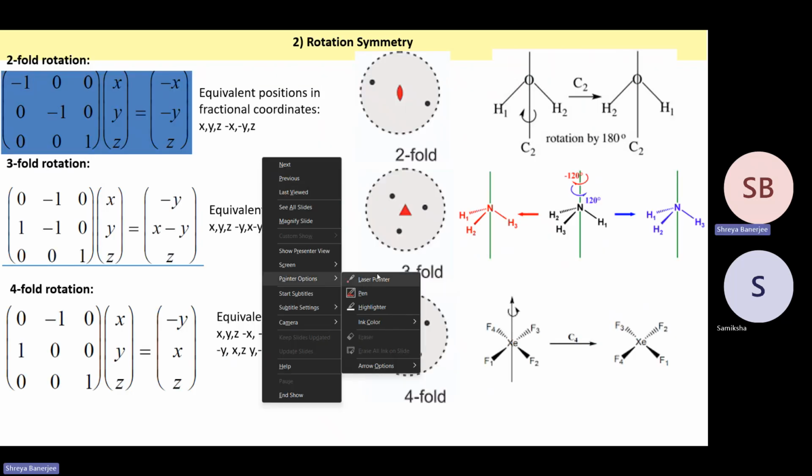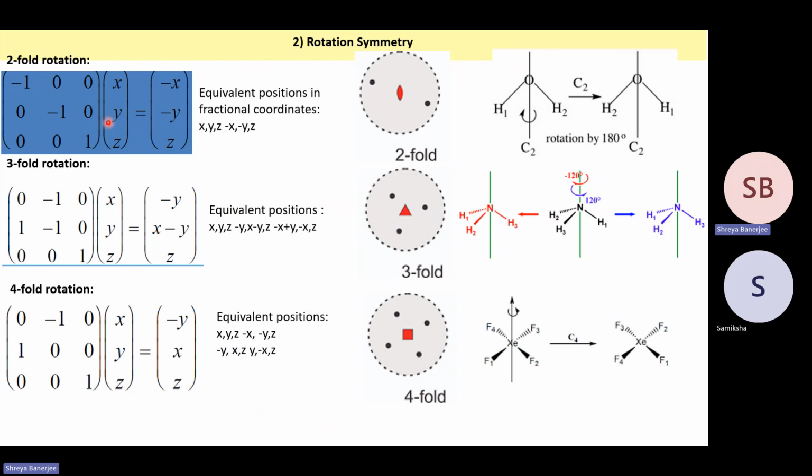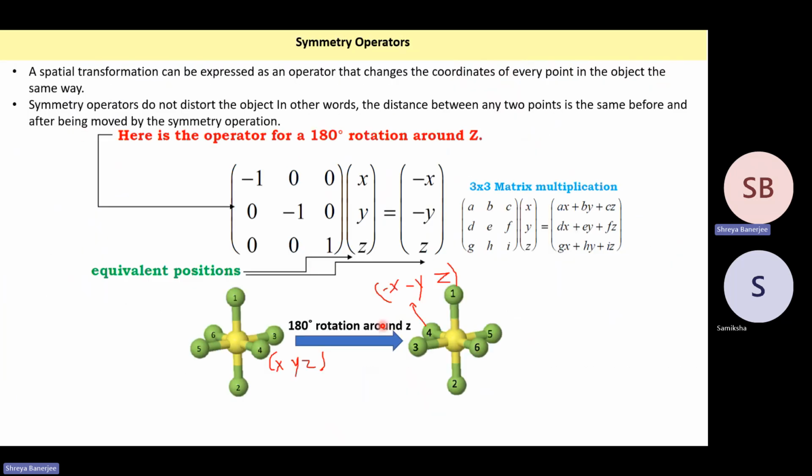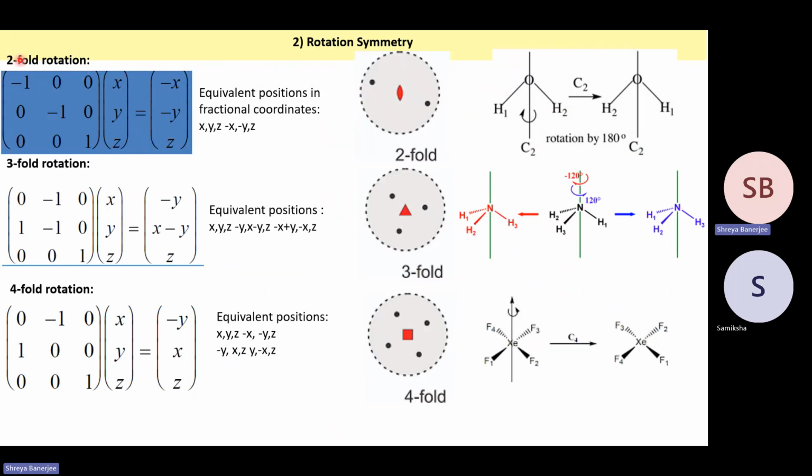Similarly, there can be other matrices to represent different operations. So we just saw the two-fold rotation, that is the 180-degree rotation along the z-axis, is this matrix, where in the x row you have -1, in the y row you have -1, and in the z row you have 1. So this is what is said here. Two-fold rotation means 180-degree rotation. So the same thing is shown here.